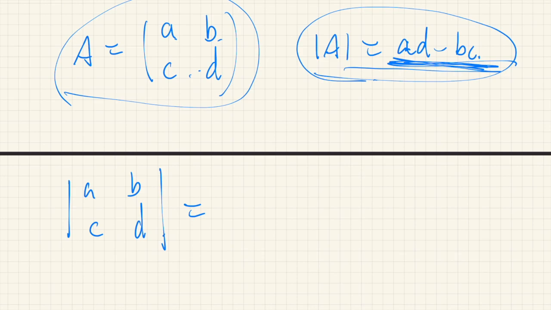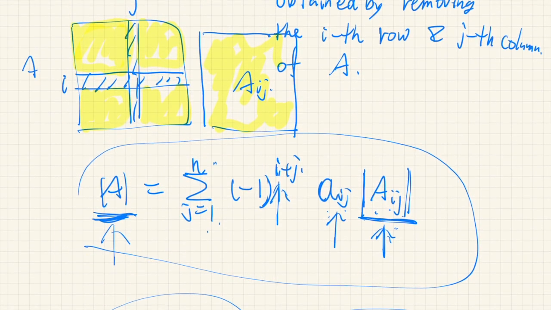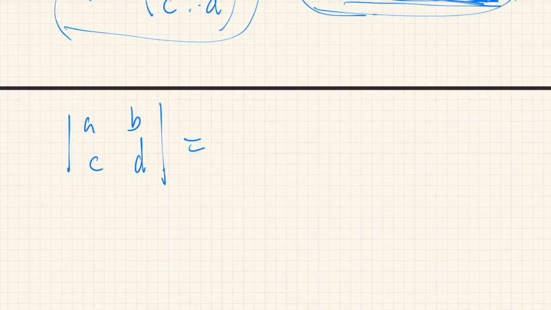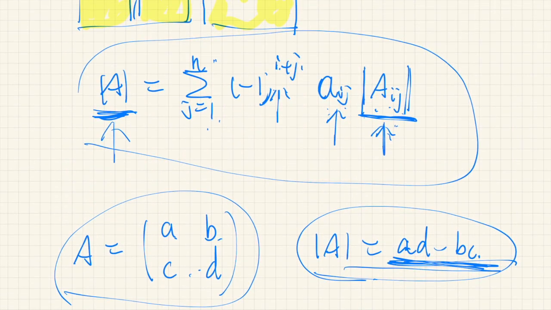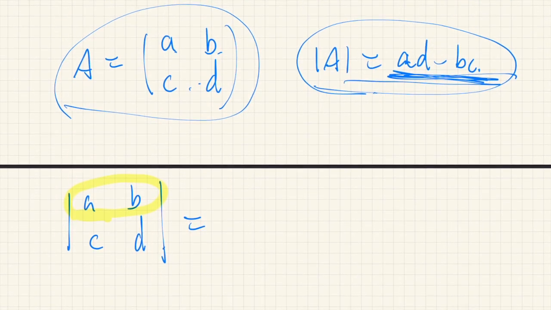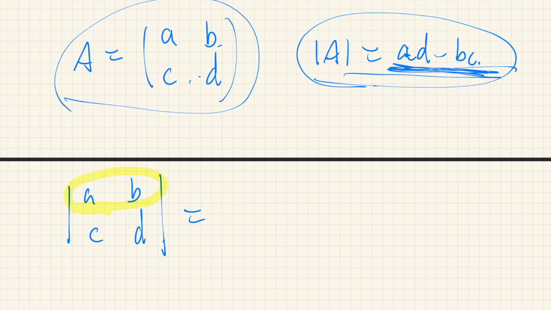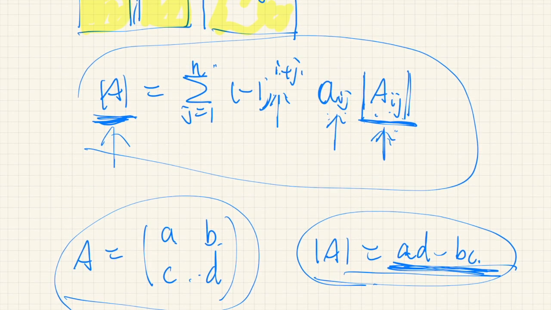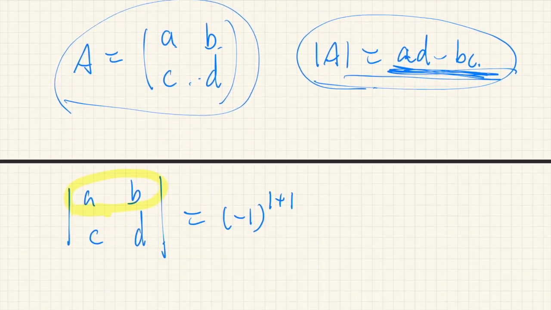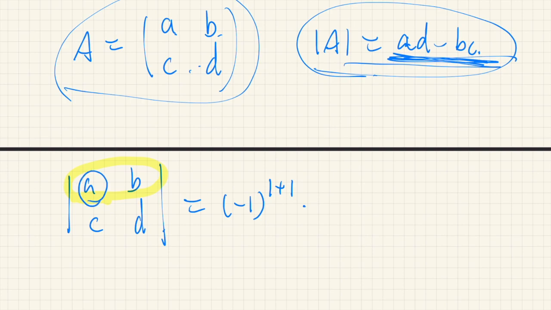Okay, for this example, let's pick i equal to 1. So that is the first row. And in that case, let's say j is equal to 1. So in that case, we have negative 1 to the power of i plus j, where i is 1, and j runs from 1 to 2. Okay, so the first term is 1. And for aij here, in this case, first we take one element, so that is a here.